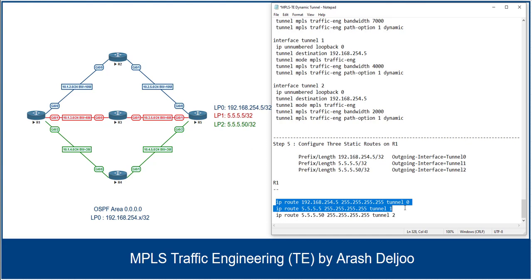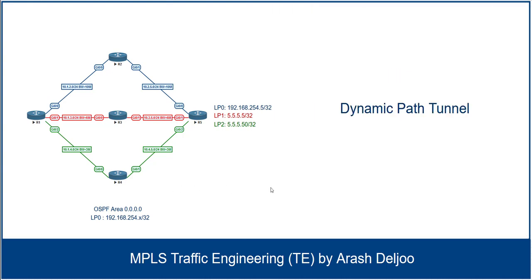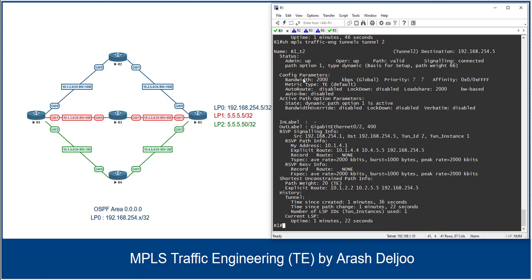You can define these 3 static routes: IP route to 192.168.2.545, quad 255, use tunnel 0; IP route quad 5, quad 255, tunnel 1; IP route 5.5.5.50, quad 255, please use tunnel 2. Don't forget, here again, we are using static routing to steer traffic into the tunnels, but we have other methods. Let me configure these 3 static routes because I want to show you the result of our configuration with the IP route command on router 1.